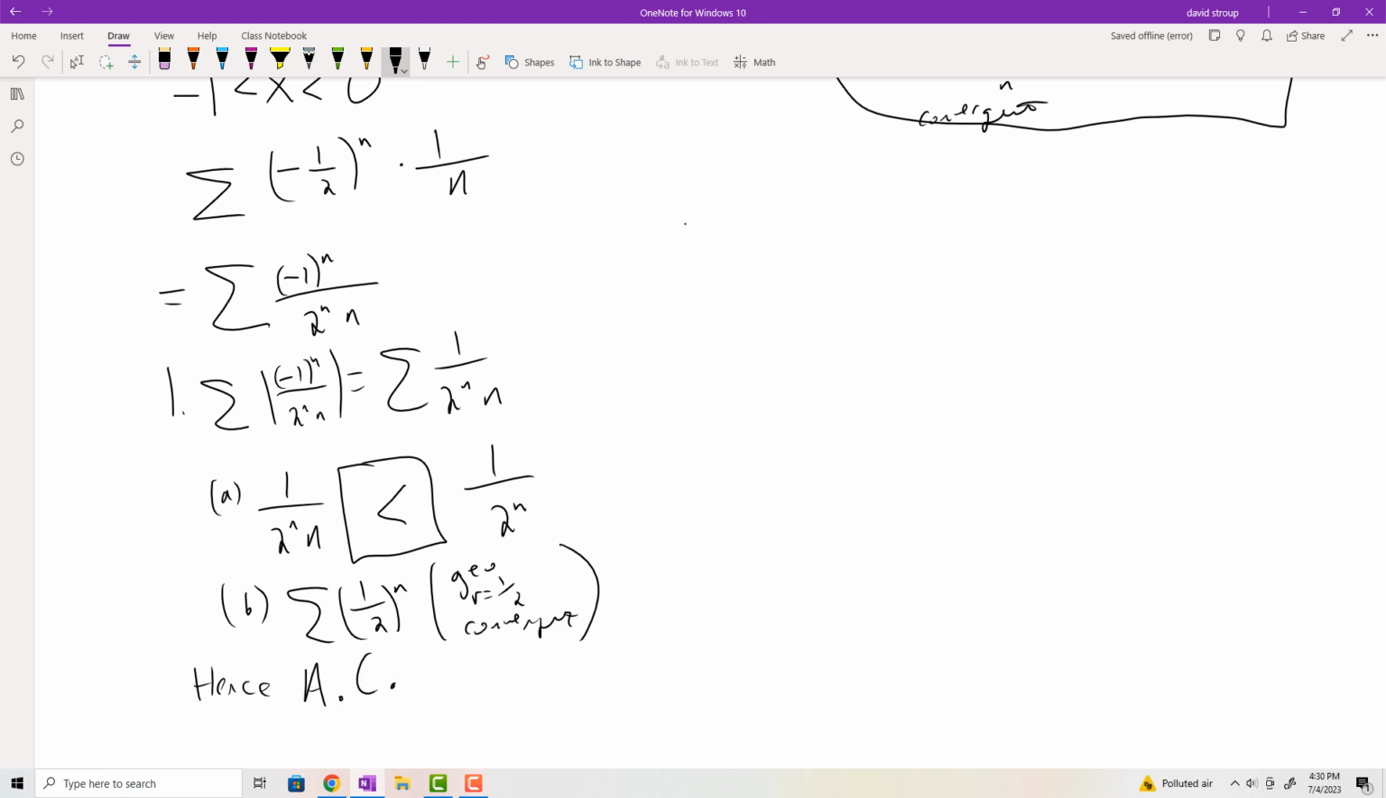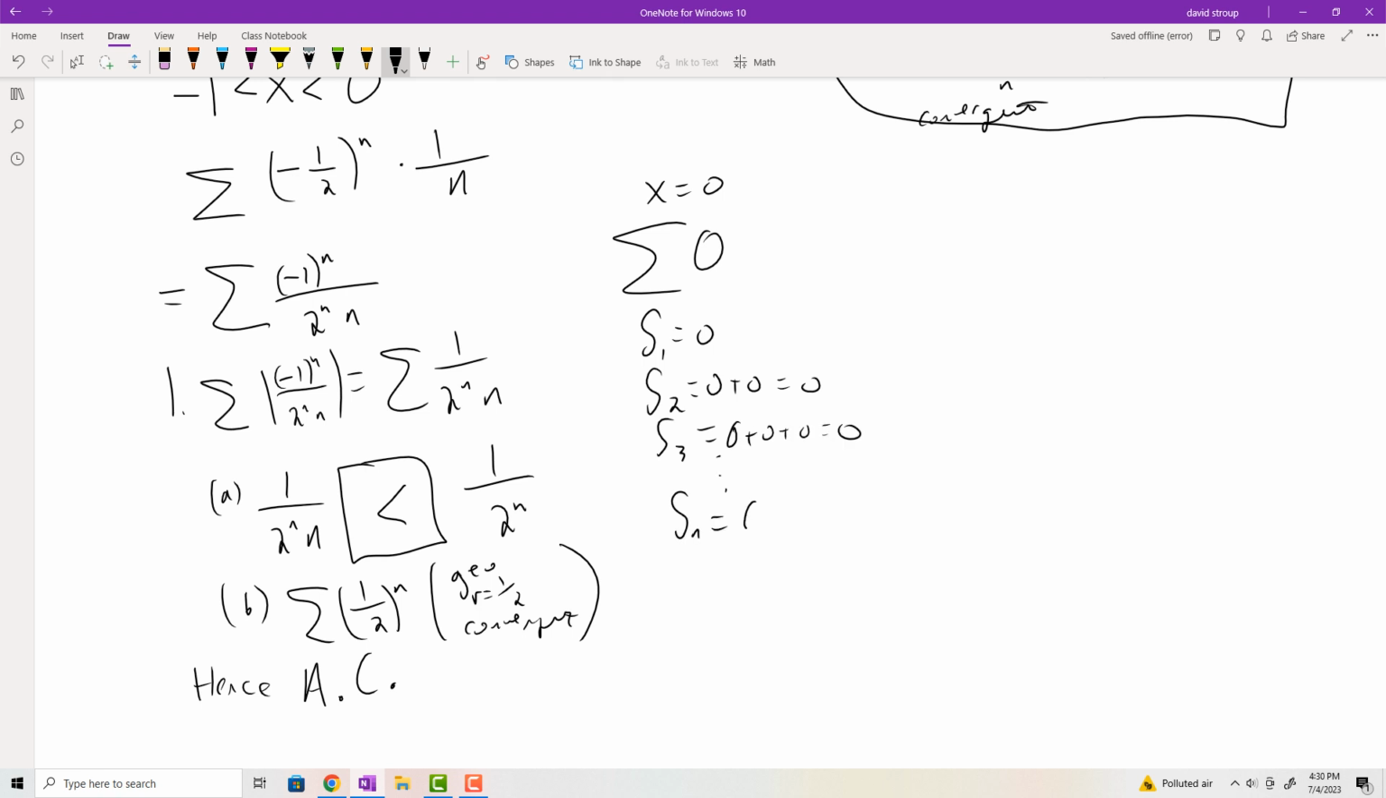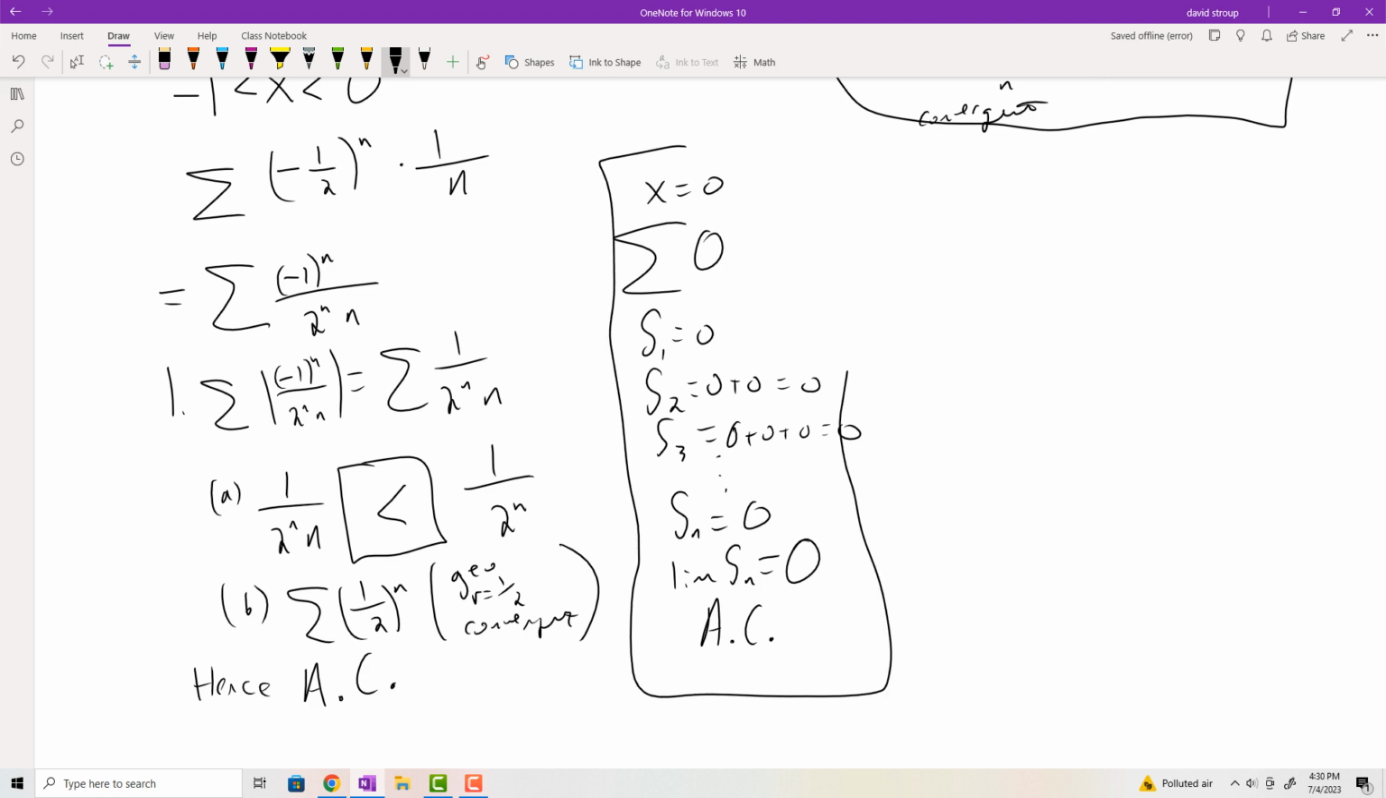All right. The series, when x is equal to 0, like I was saying, you'll have a sequence of partial sums which are all just zeros. And then if you take the limit of that, to get the actual value of the sum, it's equal to 0. Okay, so that guy is absolutely convergent.